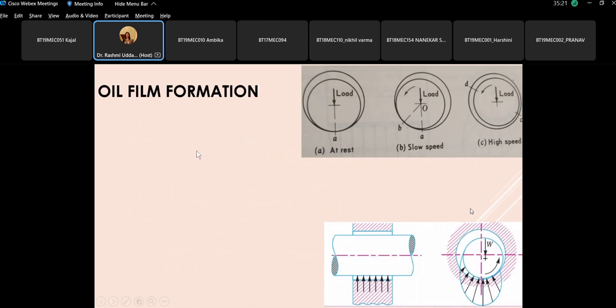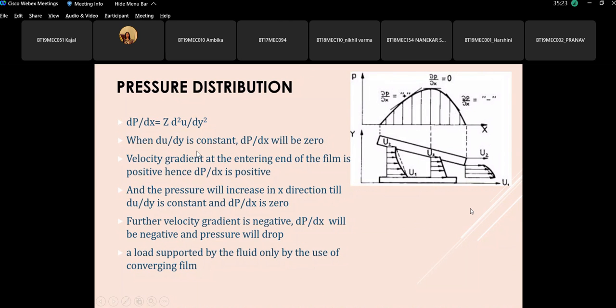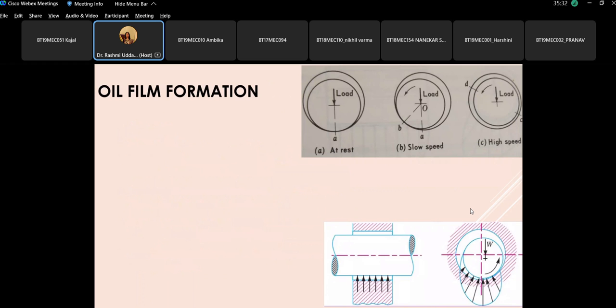Now, this is in general how a converging film is formed and how the pressure is increasing and then reducing. And the same concept is used in the formation of the oil film in a journal bearing. So this we discussed yesterday. At rest, when the journal is not rotating, it is carrying only its dead weight. The journal, the inner circle, is resting on the lowermost point of the bearing. The outer circle is the inner surface of the bearing.